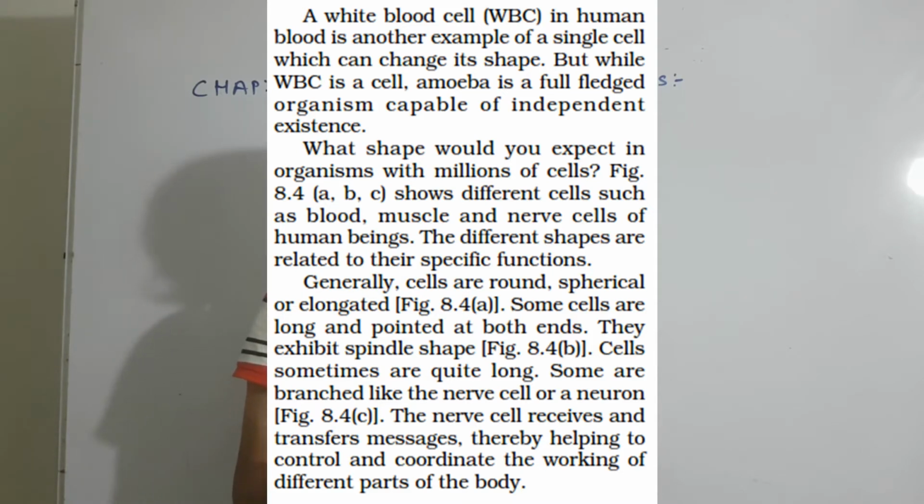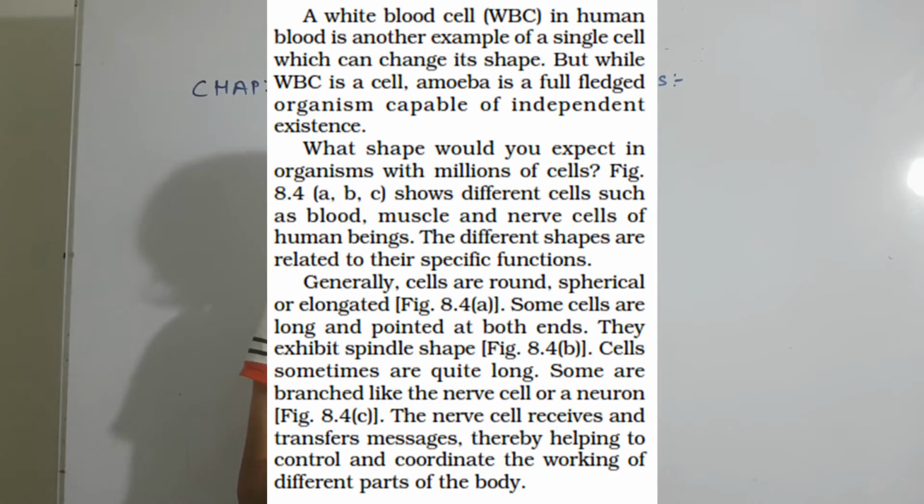What shape would you expect in organisms with millions of cells? Figure 8.4 A, B, C shows different cells such as blood cells, muscles and nerve cells of human beings. The different shapes are related to their specific functions. Generally, cells are round, spherical or elongated. Some cells are long and pointed at both ends. They exhibit spindle shape. Cells sometimes are quite long. Some cells branch, like the nerve cells or a neuron.